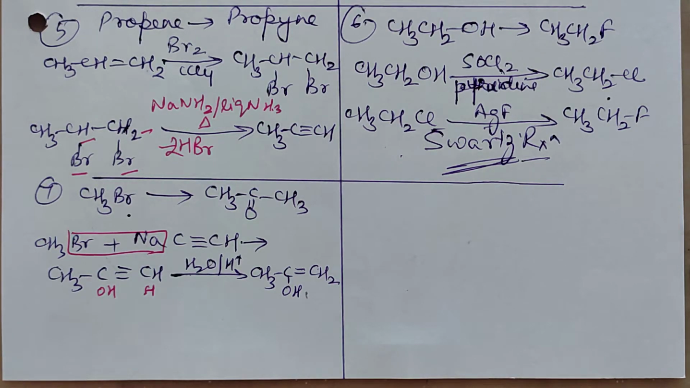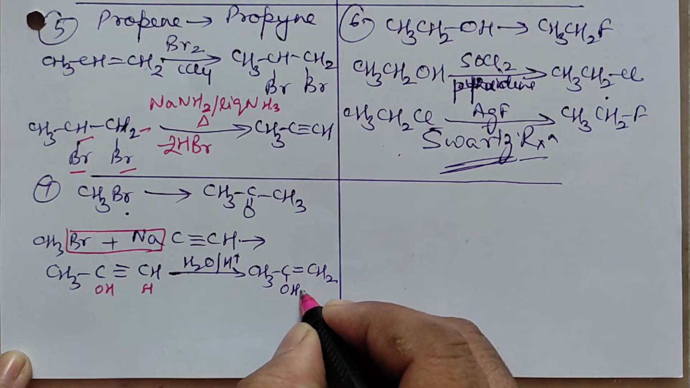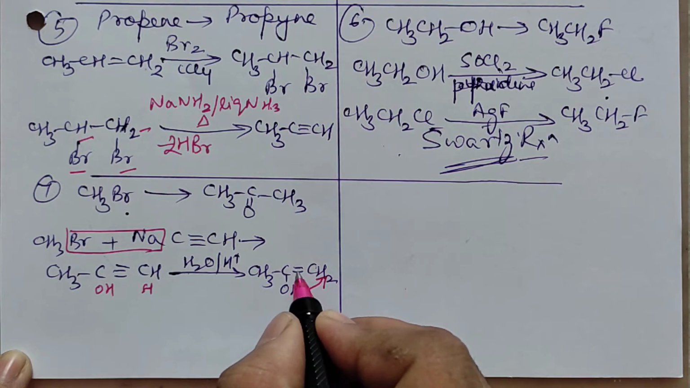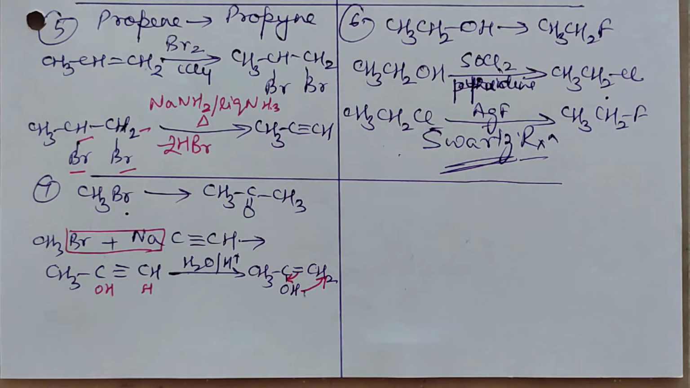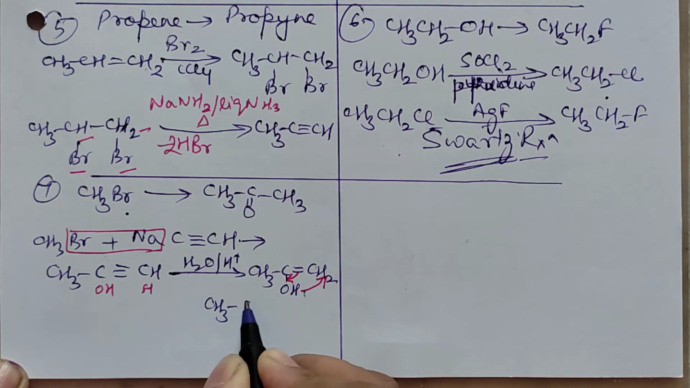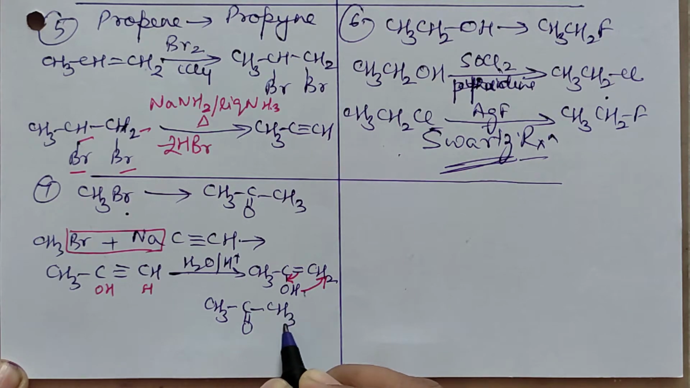Now in this there is tautomerism, enol isomerism. So this H will shift this side towards this carbon atom, and the double bond will shift here. So what are you left over with? Acetone. CH3, this is now C double bond O, this is now a single bond, and CH3. This is what we were looking for. Acetone. Acetone is obtained. Clear?